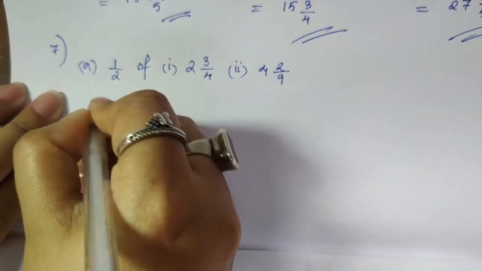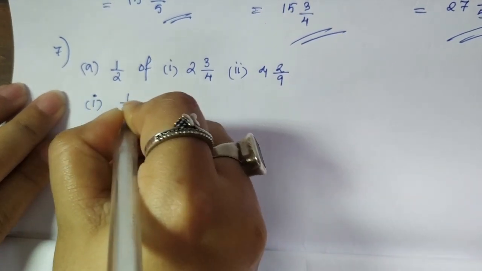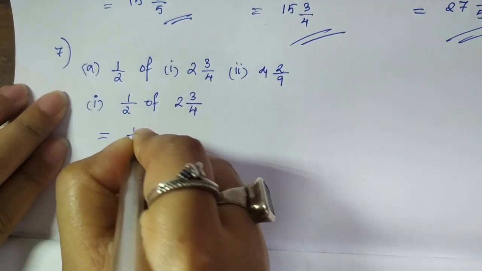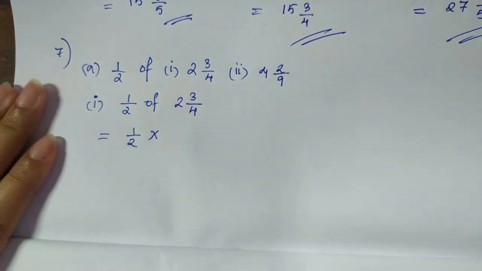So let us first do number 1 from this. 1 by 2 of 2 3 by 4. Always remember that 'of' means multiply. Now let us convert this.